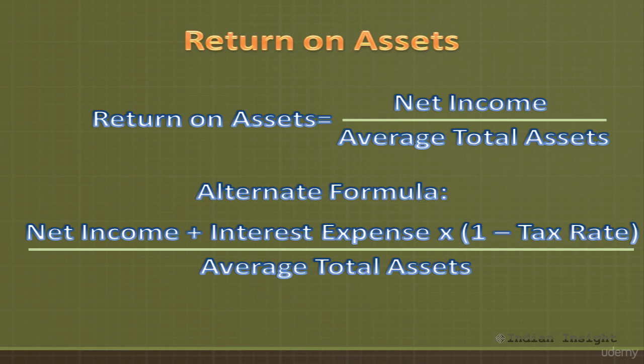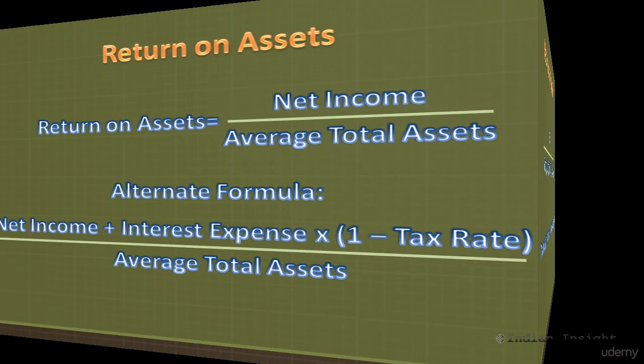Some analysts add back interest expense to the numerator to account for the fact that we are using total assets in the denominator, which is financed by both equity and debt. Hence, the ROA formula is often modified by adding interest multiplied by 1 minus tax rate to the net income in order to get a fair picture of the returns generated by total assets.